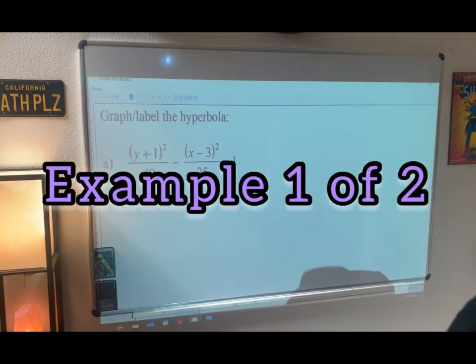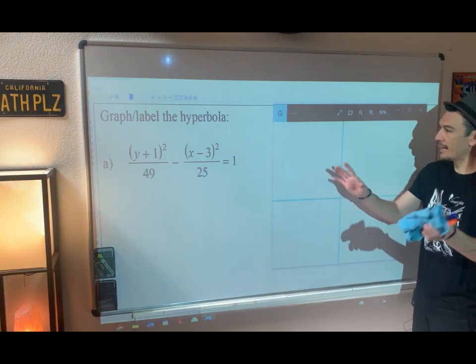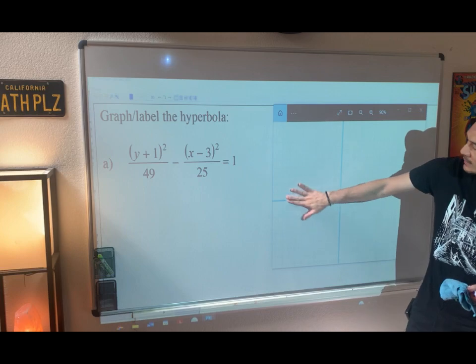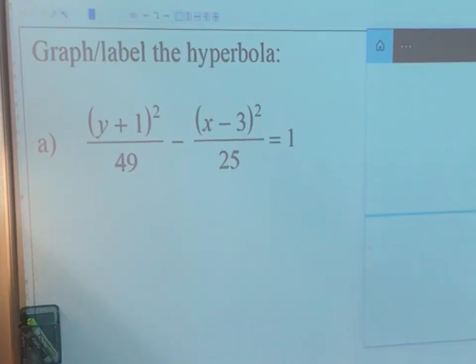While you guys are copying, I'll get my graph paper ready. There's my graph paper right here. Hopefully it grabs well on the camera because there's a little bit of a glare, but there it is. Let me move this a little bit to the left.